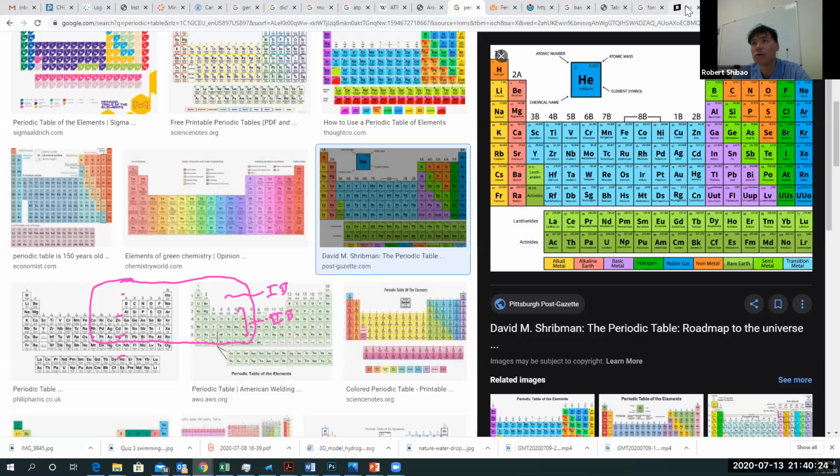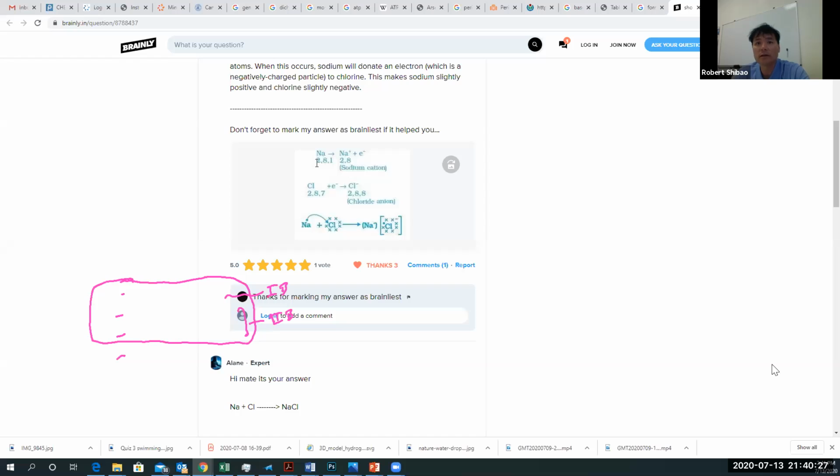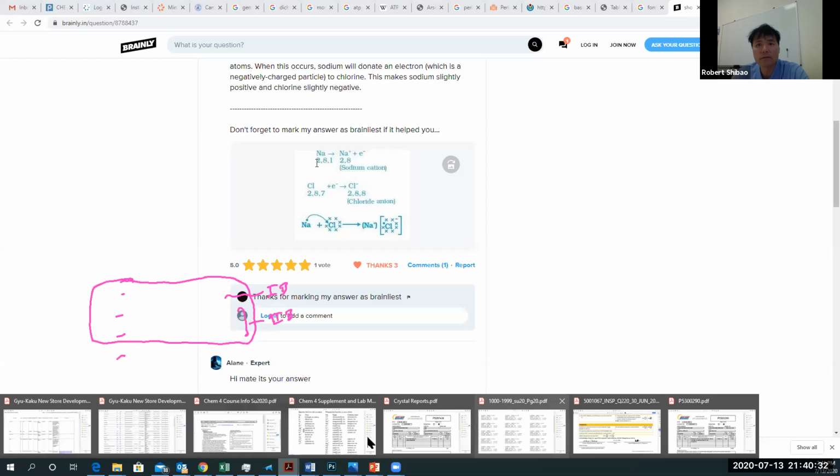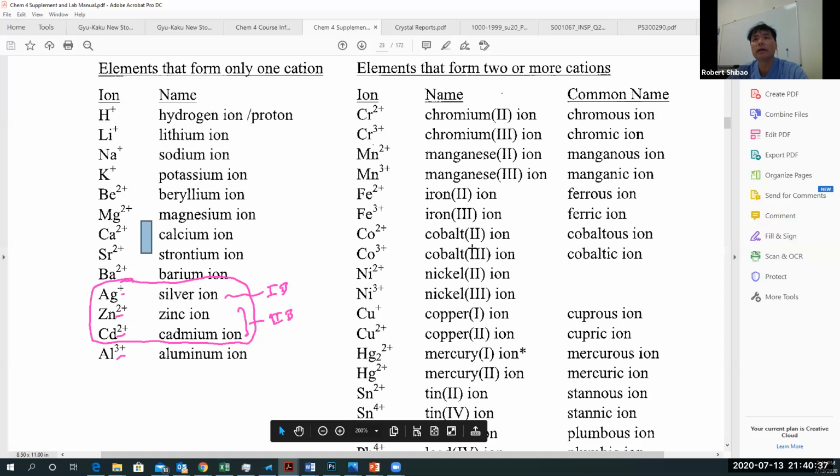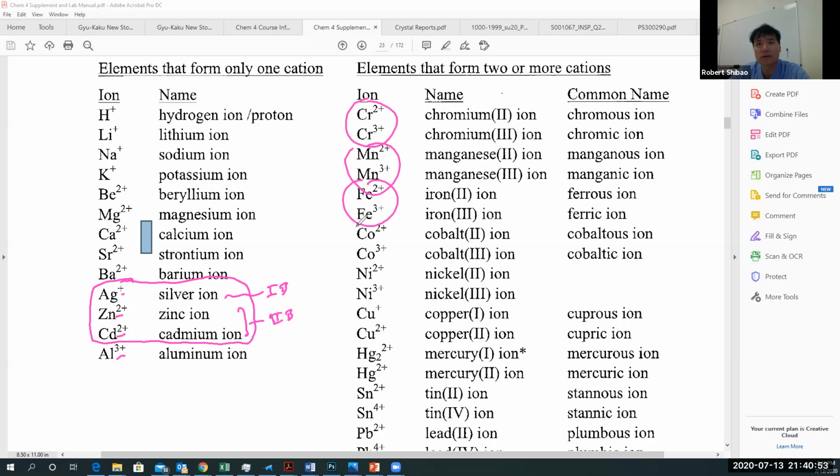That's that one. All right, let's take a look at some practice for nomenclature. Here, plus 2, plus 3 are very common on the left side of the transition elements: plus 2, plus 3, plus 2, plus 3, 2, 3, 2, 3. Okay, this is on the left side. In the middle, plus 1, plus 2, plus 1, plus 2, plus 1, plus 2.